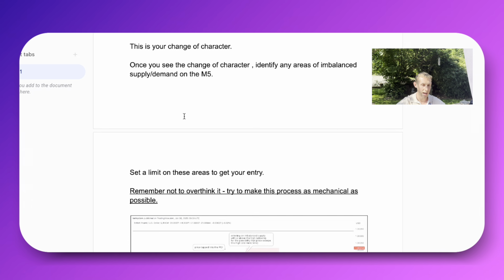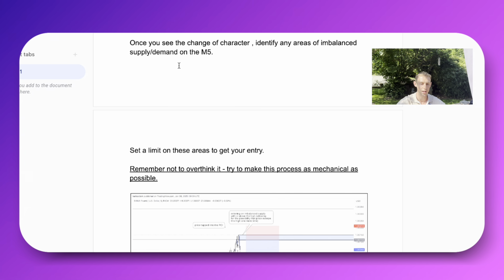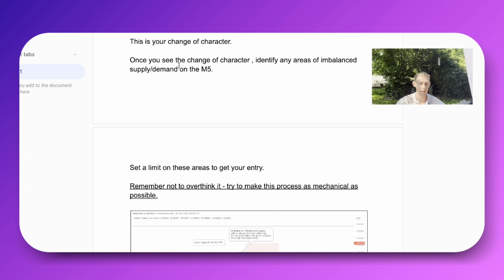And then as for the actual entry area, once we see that change of character, obviously we don't want to just market execute, because that is going to kind of ruin the risk to reward of the trade. So we're waiting for a retracement into a discount or premium, and we have to identify an area of imbalance on the lower time frame in order to actually set the limit and execute the trade.